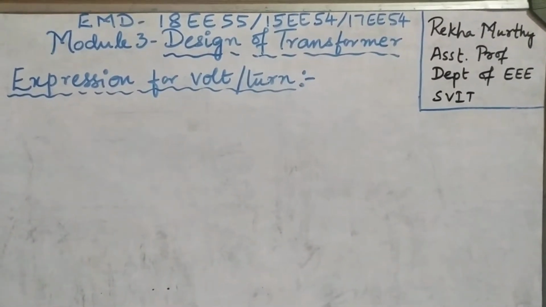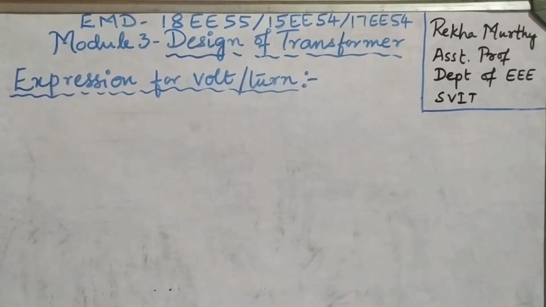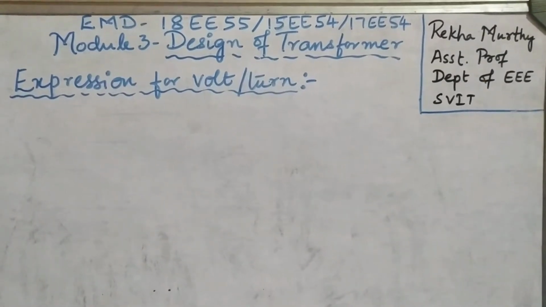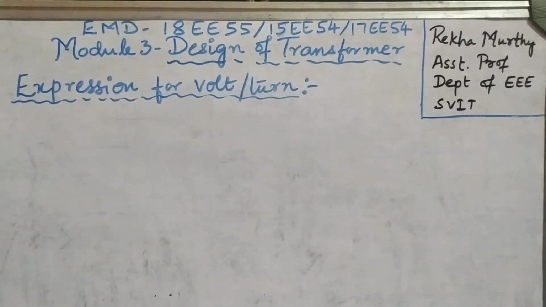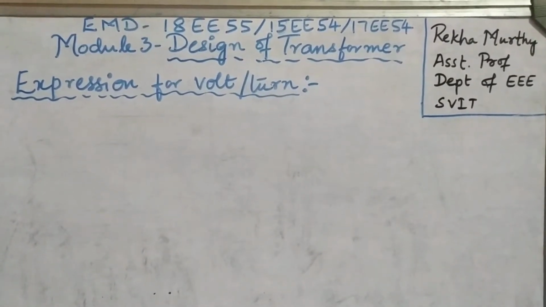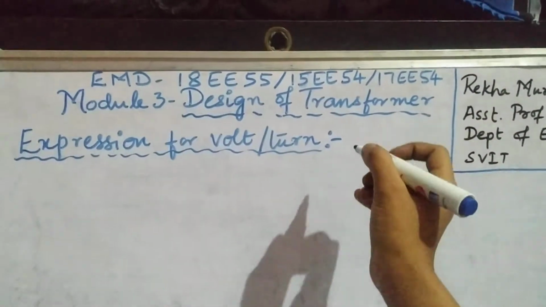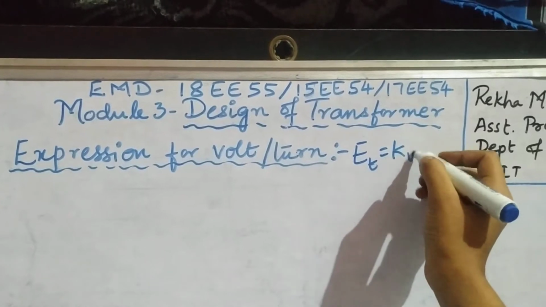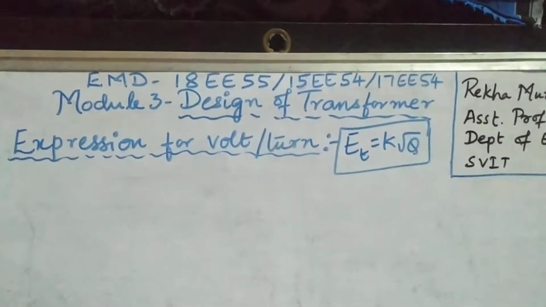Technology. Today I am here to explain the concept related with the subject Electrical Machine Design, module number 3, that is Design of Transformer. In that, today we will discuss how to derive the expression for the voltage per turn. The voltage per turn is denoted as ET, which is equal to K into square root of Q. This is what we are going to derive.